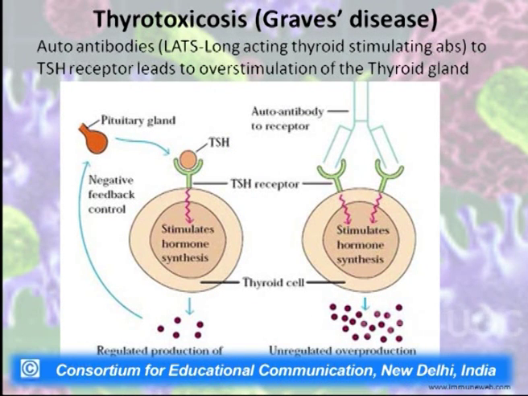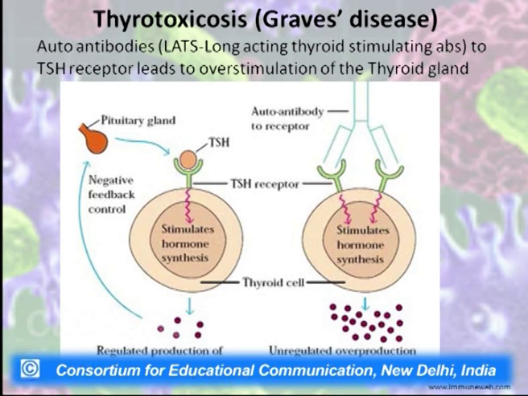Now, in the next case, which is called thyrotoxicosis or Graves disease, the autoantibodies, as I just said, LATS, are called long acting thyroid stimulating autoantibodies. These autoantibodies are specifically against the TSH receptor. As you can see, in a normal case, the pituitary gland is producing TSH. This TSH hormone is binding to the TSH receptor and stimulating the hormone synthesis.